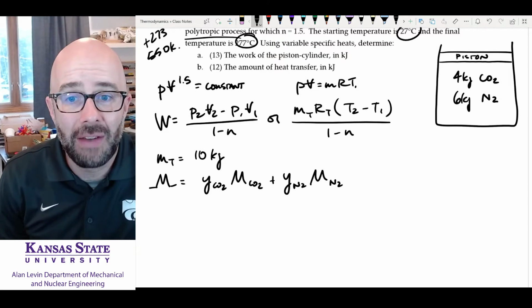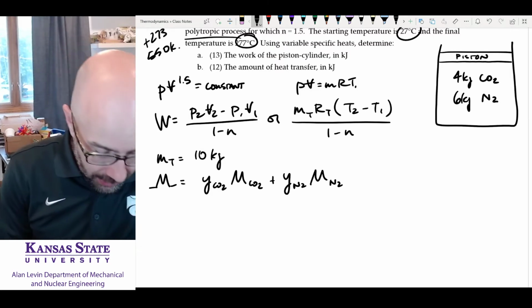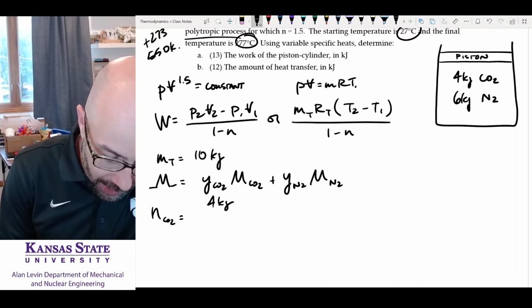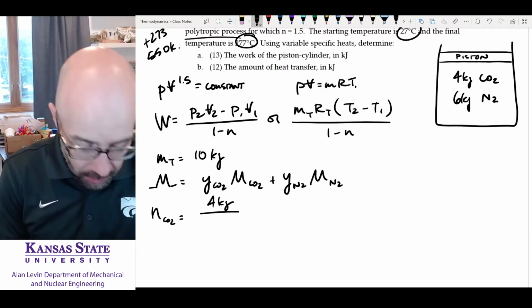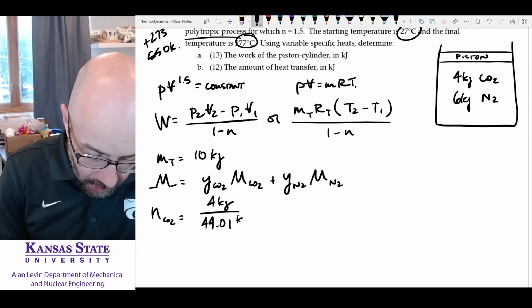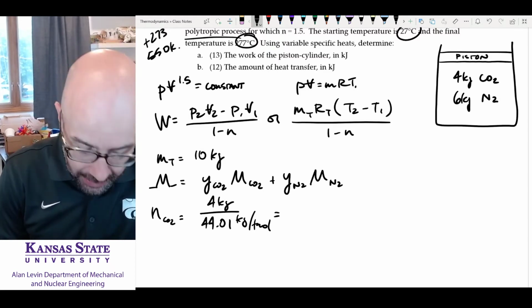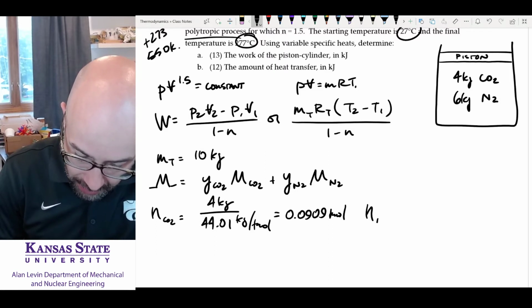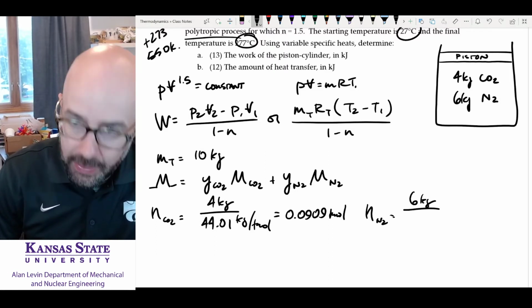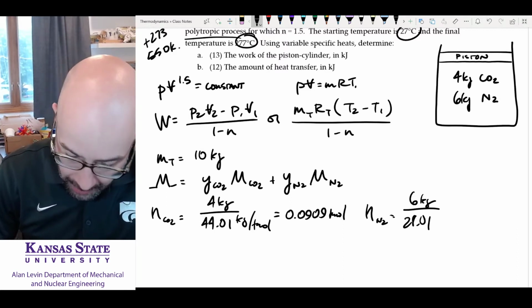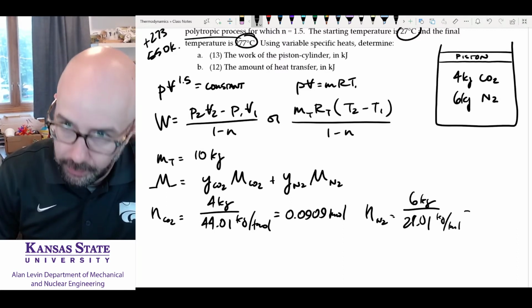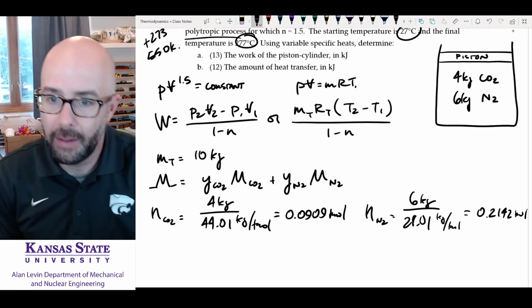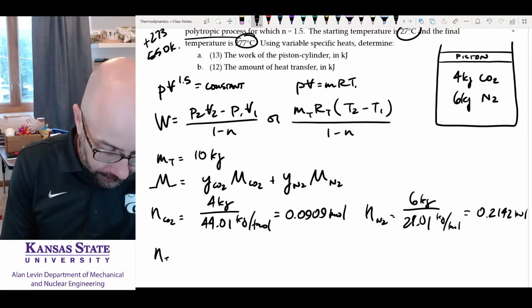Okay? So now I need to find out what my number of moles are here. So the number of moles of my carbon dioxide is going to be equal to 4 kilograms divided by the molecular weight of carbon dioxide, which is 44.01 kilograms per kilomole. And this gives me 0.0909 kilomoles. And the number of moles of my nitrogen is going to be equal to 6 kilograms divided by 28.01 kilograms per kilomole. And this gives me 0.2142 kilomole.